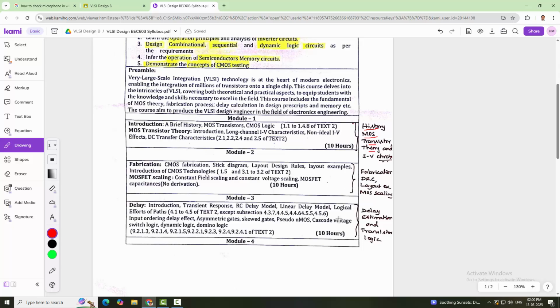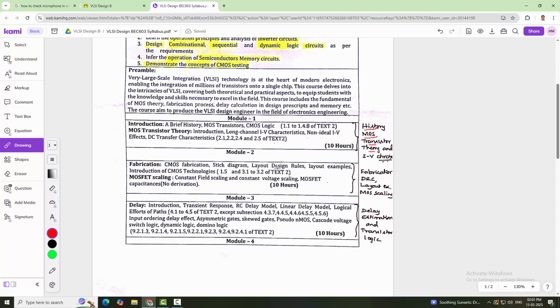In module 2, we dedicate again for two important things. One is fabrication, the second one is going to be MOSFET scaling. The fabrication part mainly deals with the CMOS fabrication. Particularly we discuss how to draw the stick diagram for various schematic circuits. Once the stick diagram is developed, then we will discuss how to prepare the layout for the stick diagram that is indicated or shown.